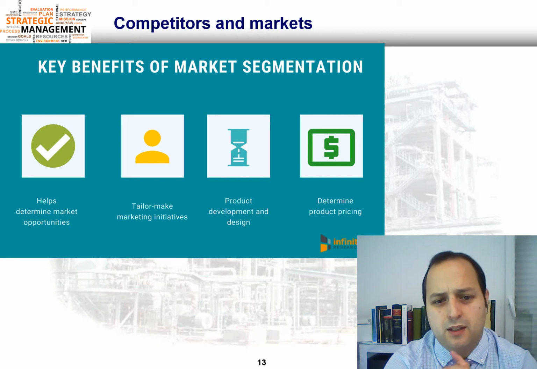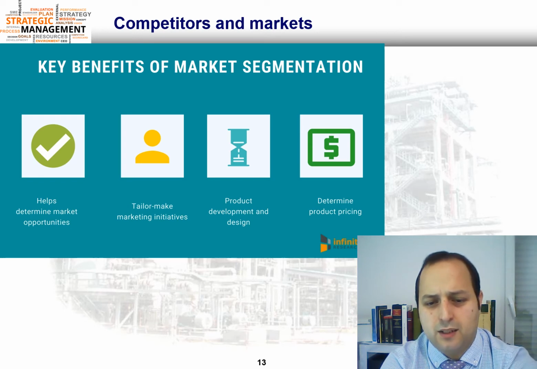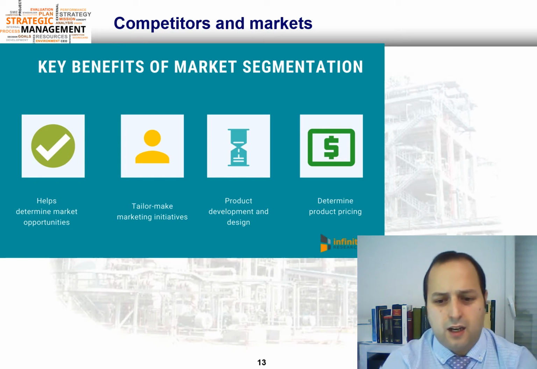Another key benefit is tailor-made marketing initiatives. Market segmentation is really important in the marketing world. Another key benefit is product development and design. It is not the same to design for the general public as to design for a concrete and accurate field of people. And last of all, another key benefit of market segmentation is to determine the product pricing. It's not the same to focus on students and to focus on very wealthy people, for example.